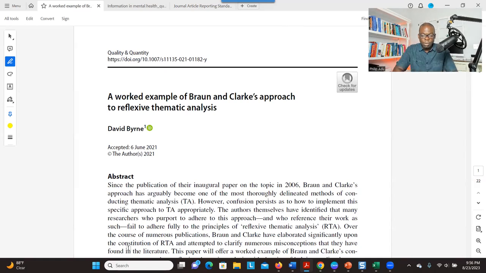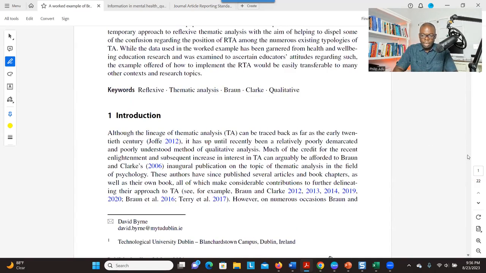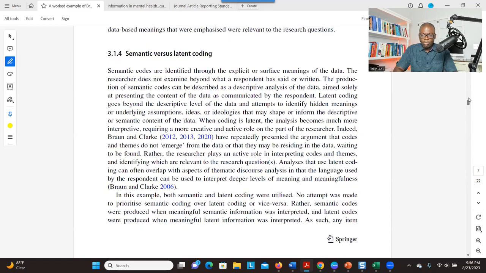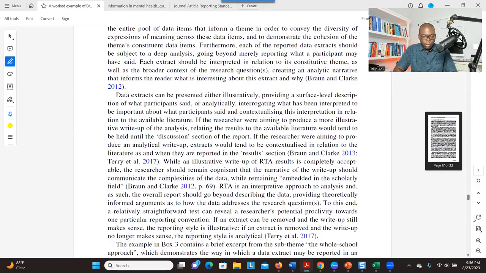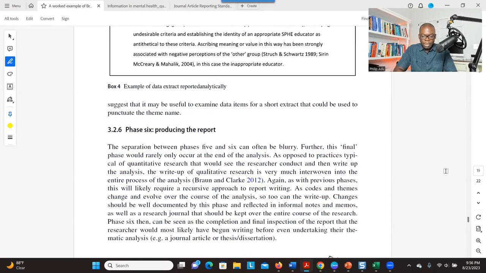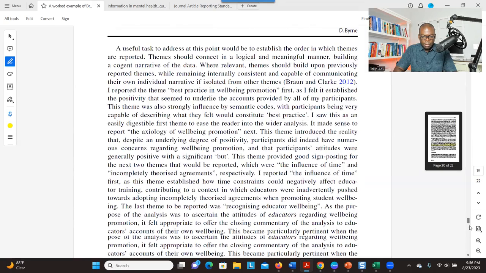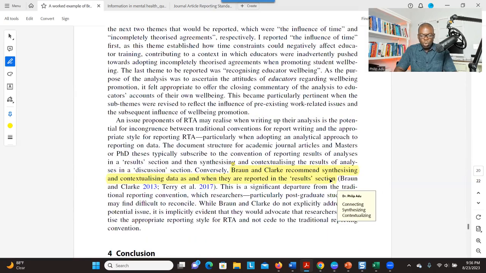But the final step that I want us to talk about is the issue of presenting your findings, right? Let's go to the final phase, producing the report. And the place that I really want us to emphasize on is this part. So Brown and Clark recommend that you have to make sure that you are showing the connection between themes, if possible, right? You are showing the connection between the themes as you are presenting your findings.